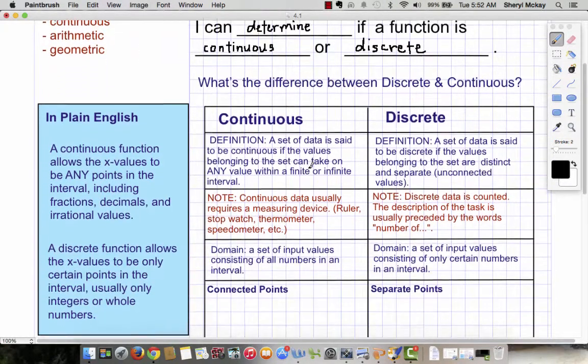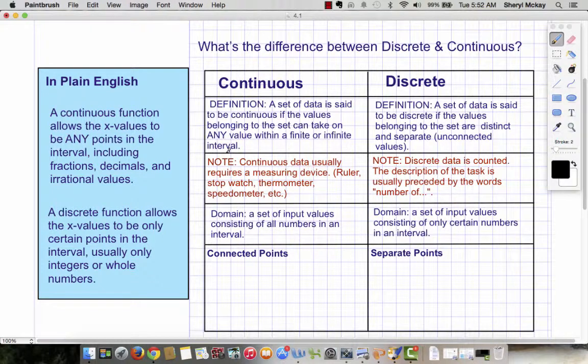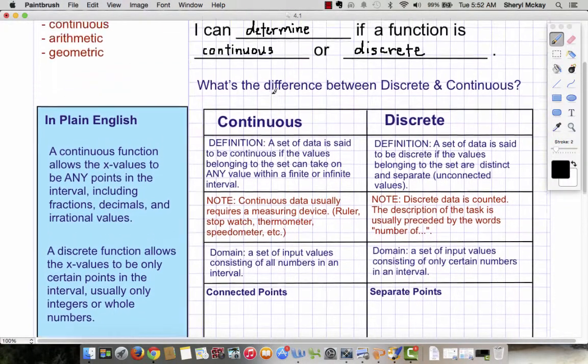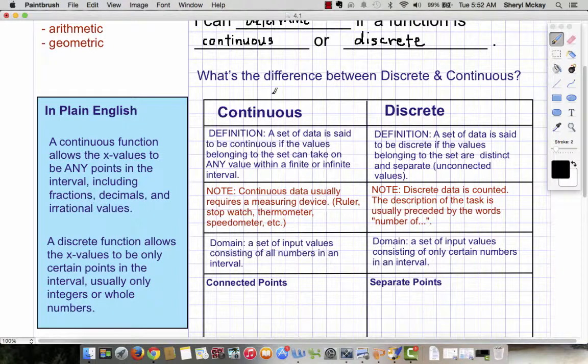So let's look very carefully at the difference between discrete and continuous. The definition of a continuous function or continuous data is a set of data is said to be continuous if the values belonging to the set can take on any value within a finite or infinite interval. So that means the value can be anything. So you have a domain, and then your range can be anything. Okay, it could be any number in between. It doesn't have to be just a whole number like 4 or 63 or -2. It can be any number.